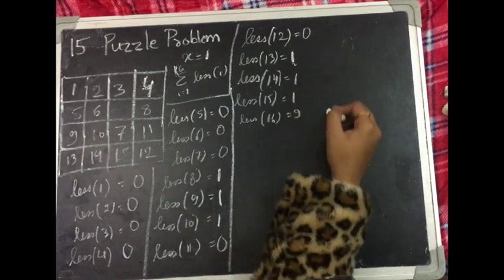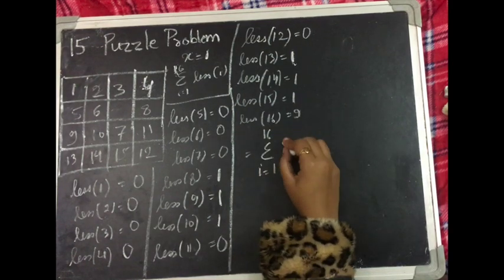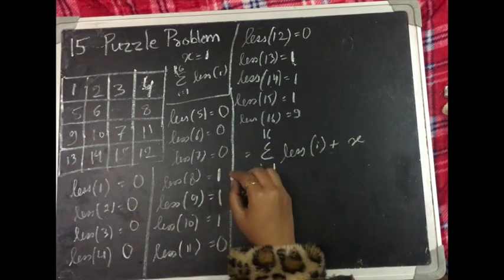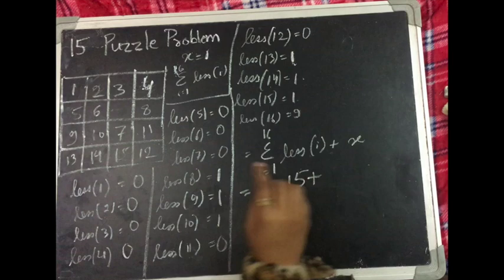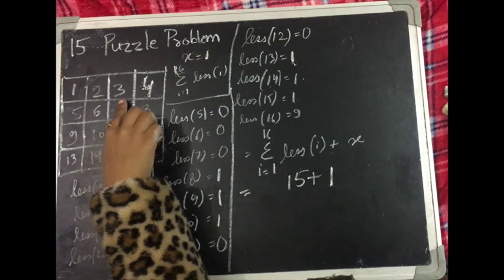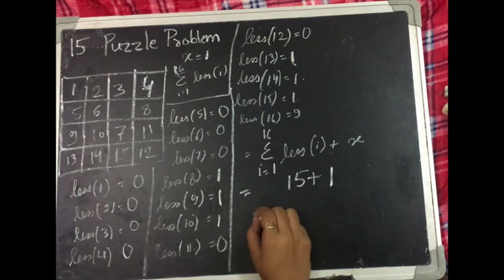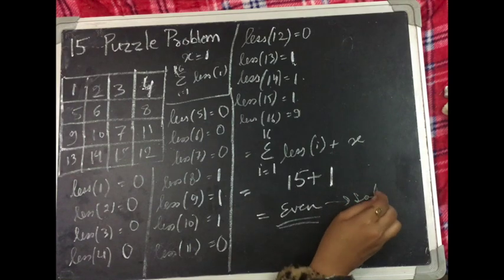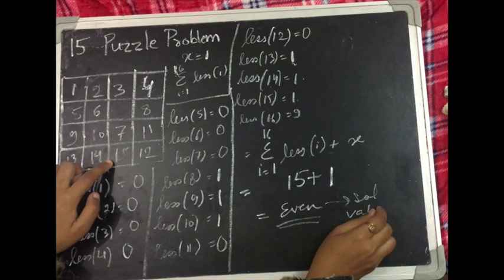So now I'll find the sum of all of these. So summation of less of I for I from 1 to 16, plus x, is equal to 1 2 3 4 5 6, 6 plus 9 is 15, plus the x value, which was 1. Why 1? Because x, the empty slot, was lying in the shaded region. So that is even. I get an even result, that is, the problem is solvable. That is, I can convert this into my solution set.